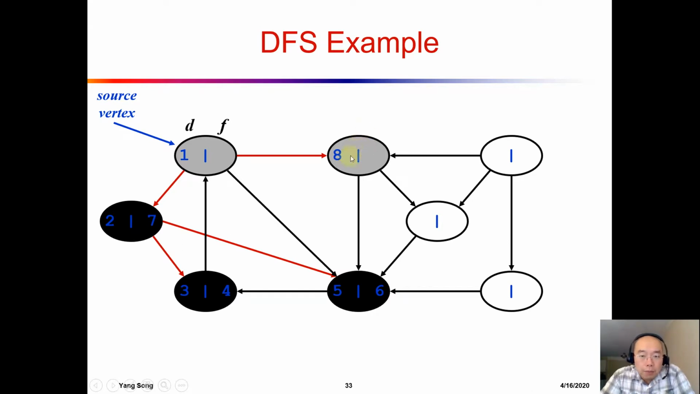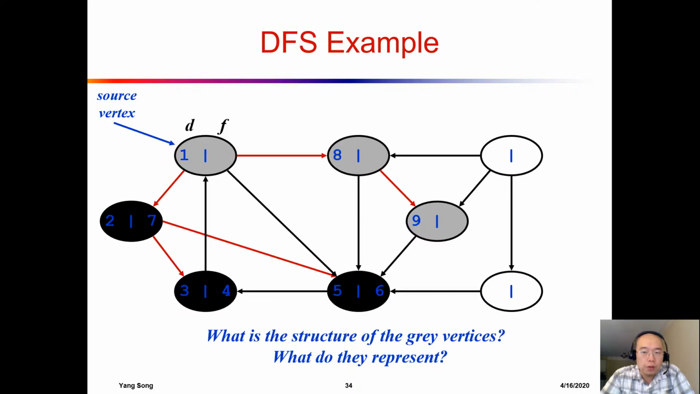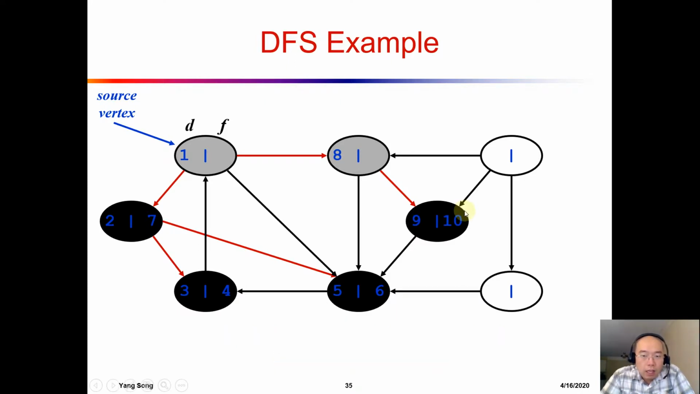From this node, we can go to this one. This is the new white node we discovered, and from this one, we can go here, but this is a black node. We have already explored that. So from this node, we can go to no other vertex. So we have to finish it, and then finish that. After that, we finish this one because there's no new white node, and we have finished this one.